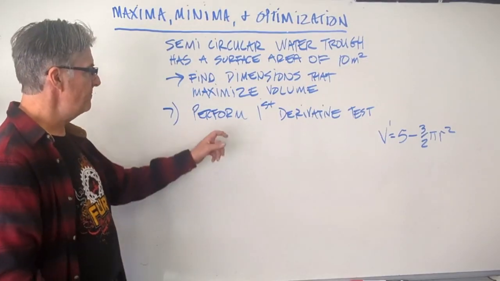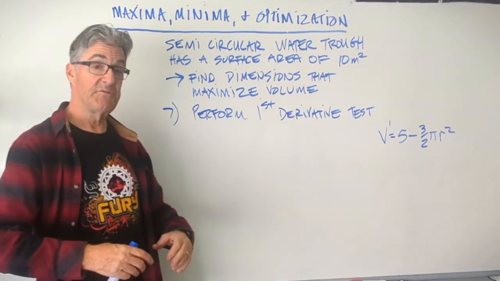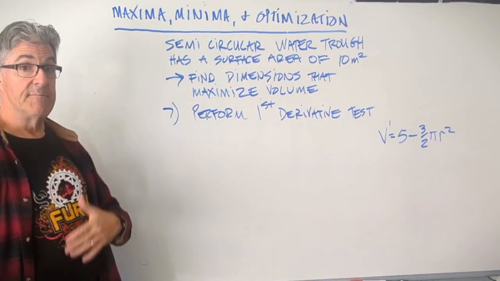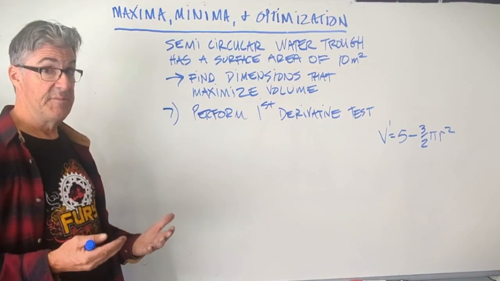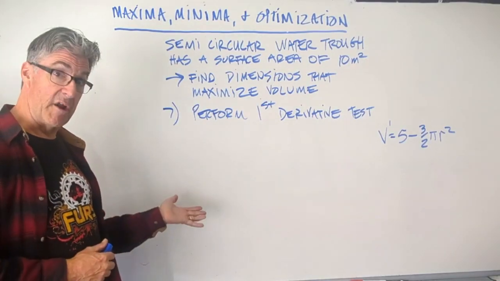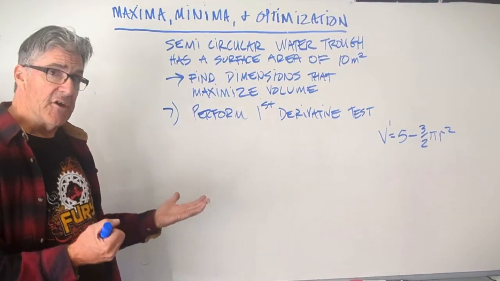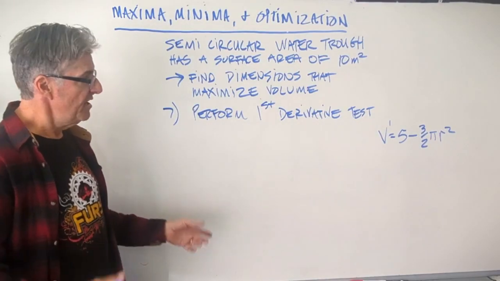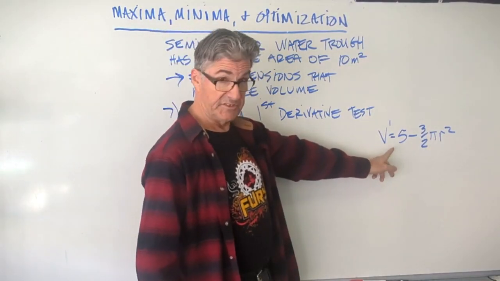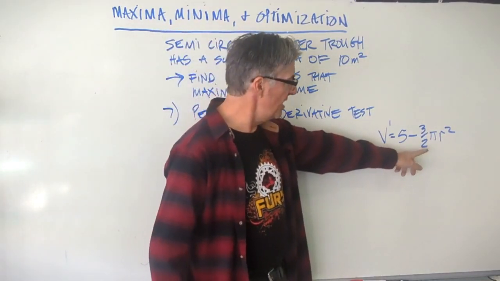Okay, we're at the 7th step, perform the first derivative test. This will help us determine whether it's a minimum or a maximum, because we do need it to be a maximum. Now, in the last board, I stated that that was the r that maximizes volume. How did I know that? Check this out. Here's our function. This is our derivative function. This is where we maximize volume.